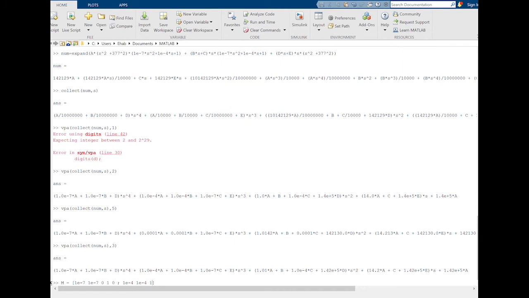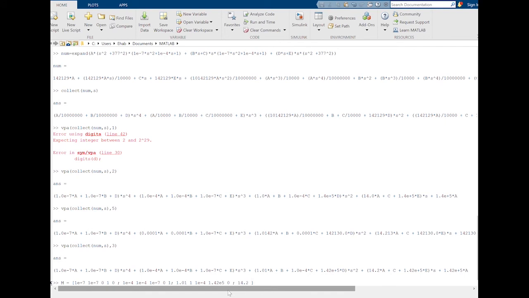And then C is going to have 1E minus 7, and then D is going to be 0, and then E is going to be 1. And then the third row is going to be the coefficient of S squared. So it's going to be 1.01, 1E minus 4, and then D is going to be 1.42E5, and then E is going to be 0, and then that's S squared.